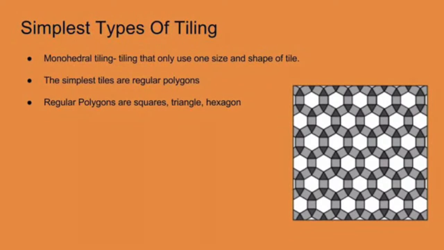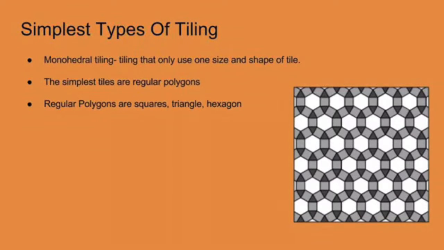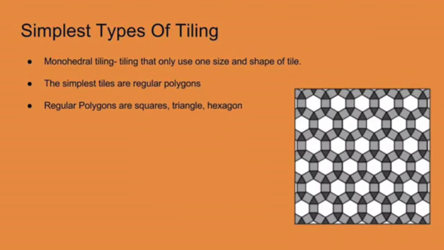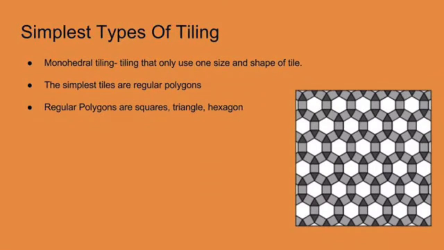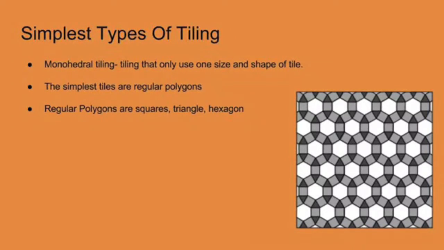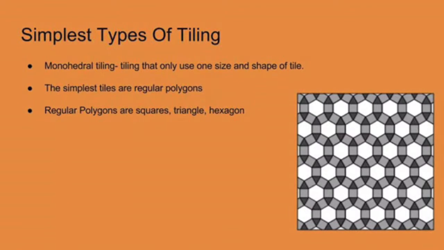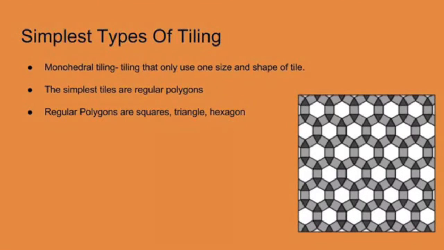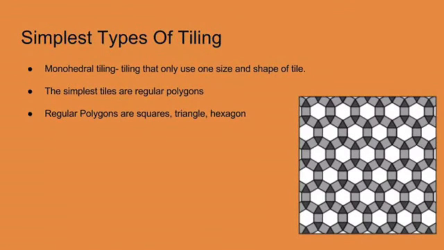Monohedral tiling is a tiling that only uses one size and shape of tile. The simplest tiles are regular polygons, which have all sides the same length and all angles equal. A square is a regular polygon with 4 equal sides and 4 equal interior angles. A triangle with all sides equal, being an equilateral triangle, is a regular polygon. A polygon with 6 sides is a hexagon. Regular polygons have a high degree of symmetry.